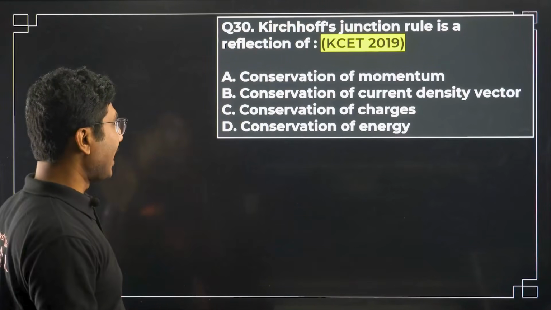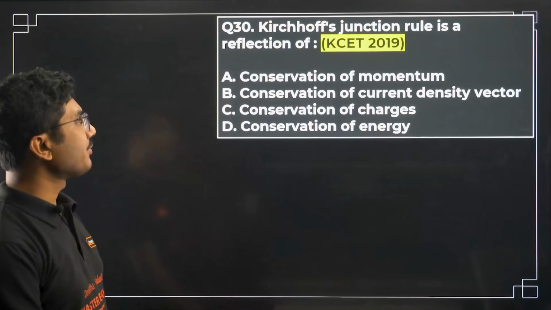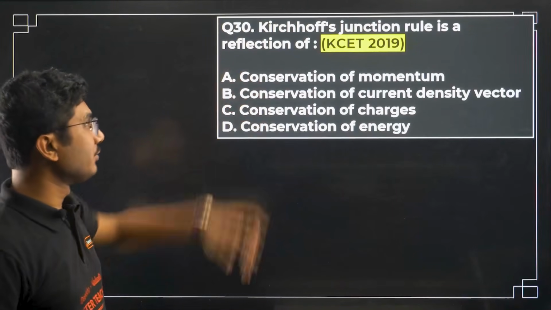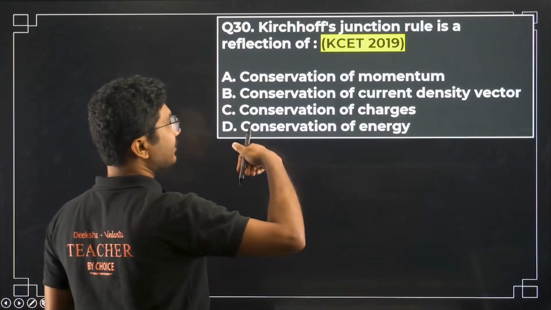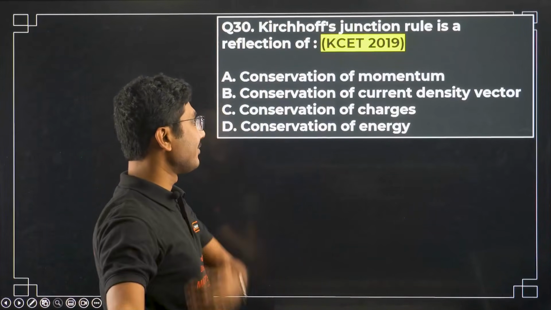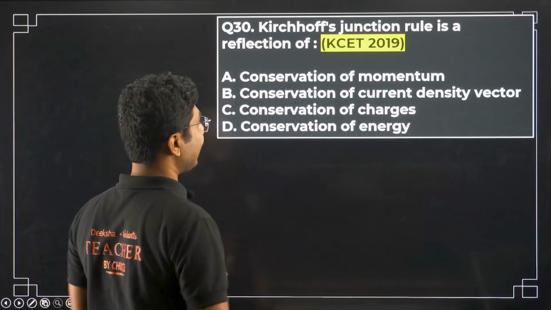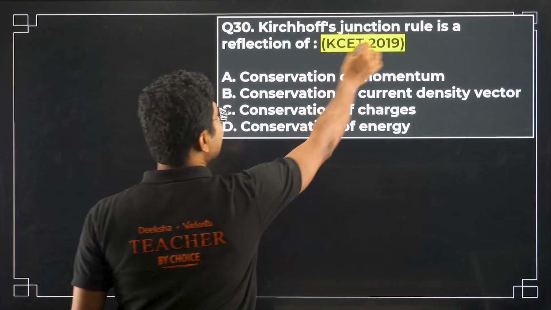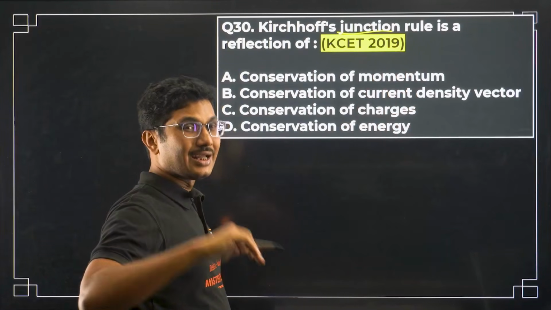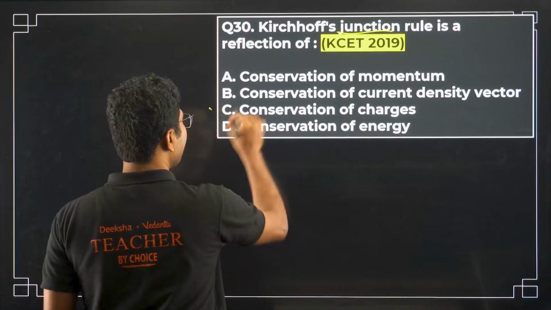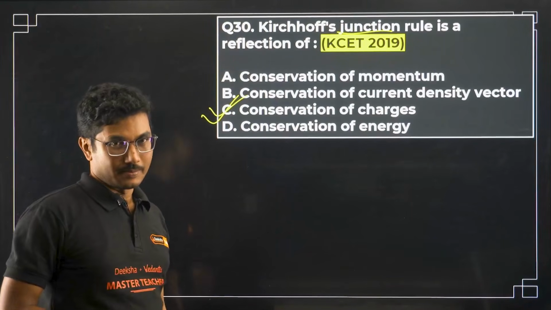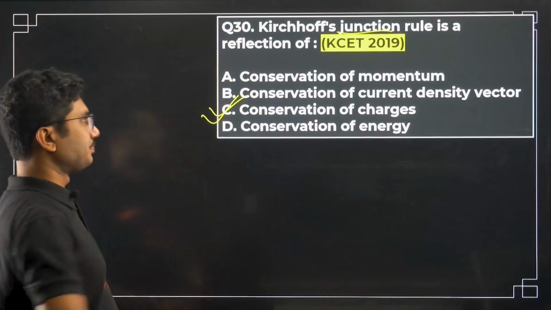Now the last question of the day. Kirchhoff's junction rule is a reflection of conservation of momentum, conservation of current density vector, conservation of charges, or conservation of energy. Now what is the rule? Junction rule. For the junction rule, is it charge or energy? It is charge. Junction rule is charge, voltage rule is energy. Loop rule is energy.